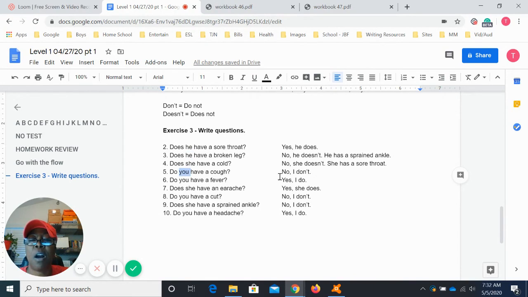Do you have a cough? Then the answer is no, I don't. But if I said, do I have a cough? Then the person answering me would say, yes, you do. Do I have a cough? Yes, you do. Do you have a cough? No, I don't. Okay, so that's how that works. All right, so let's go back to number 7.